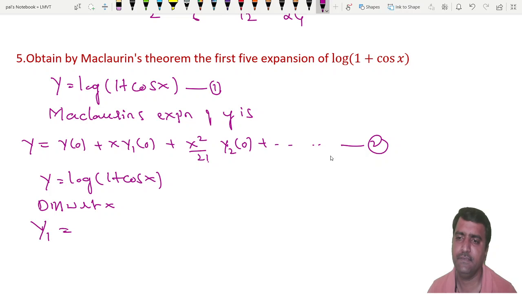Differentiation of y is y1. So differentiation of log x is 1 by x. So it is 1 by 1 plus cos x. Differentiation of cos x is minus sin x.